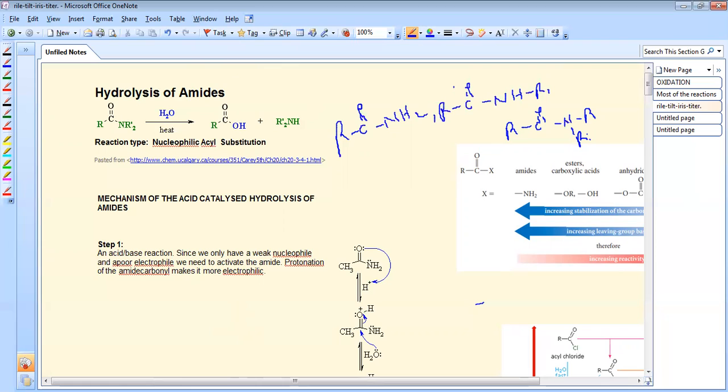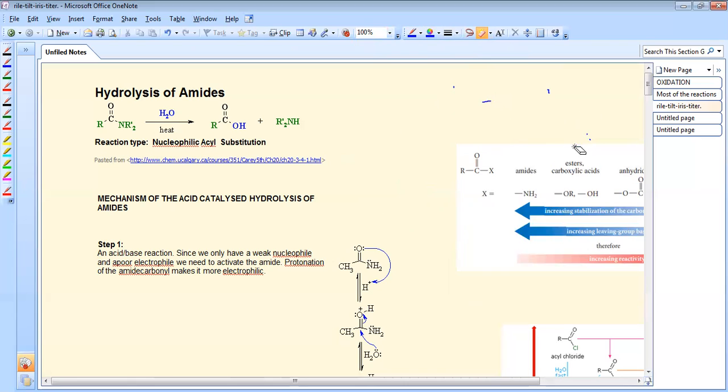Now, why are we heating? If you want to hydrolyze acid halide or acid chloride, we don't require any catalyst, acid or base, or even heating. Why? Because acid halide is more reactive, whereas amide is least reactive, so it is reluctant to undergo hydrolysis reactions. Hence we have to force it to undergo the hydrolysis reaction.